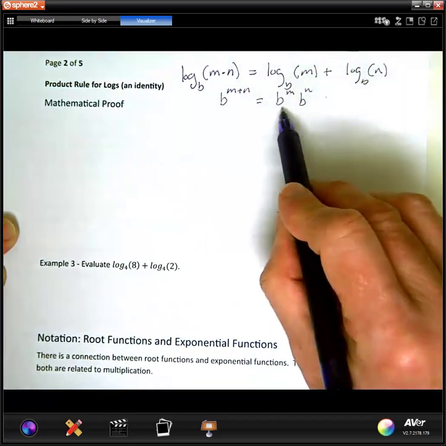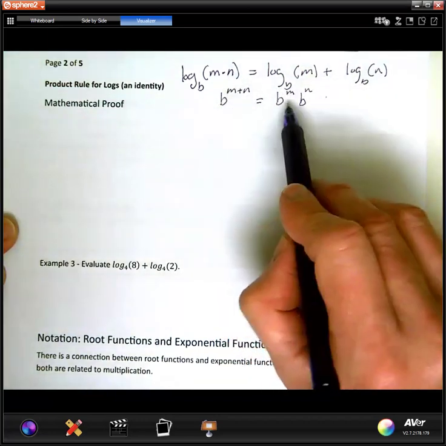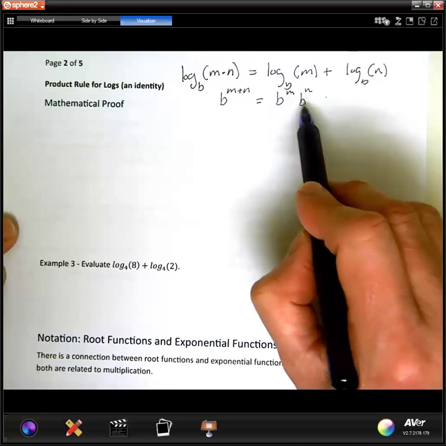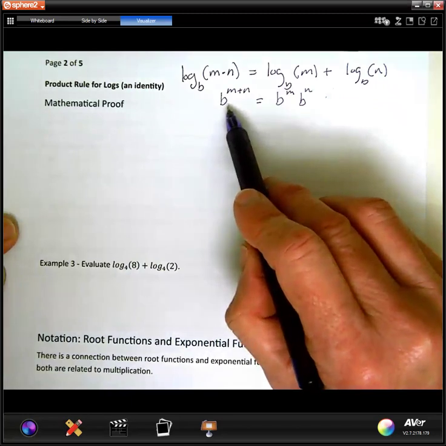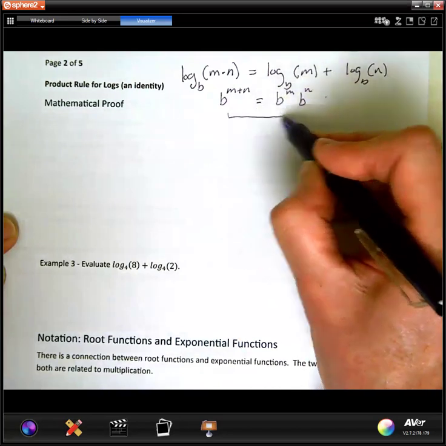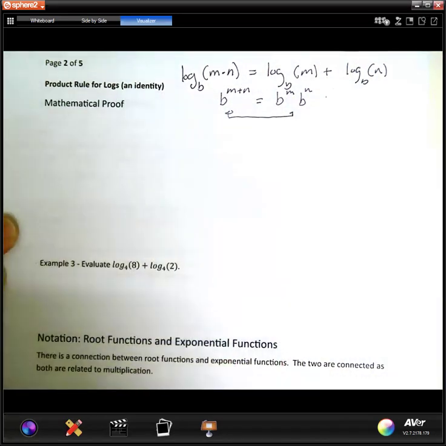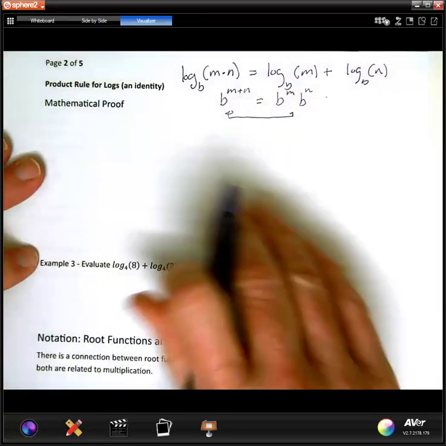When I take the product of the same bases, notice the bases have to be the same for this to work, b to the M times b raised to the nth power is the same thing as writing b to the M plus N. Again, this is an identity, and we know it's the exponential product rule. But it still doesn't explain the one I'm seeing above. How does that work? I'm going to get there.